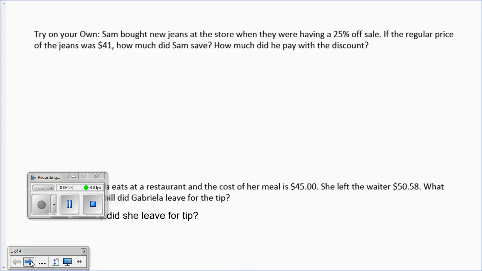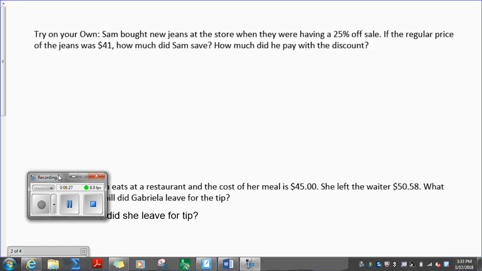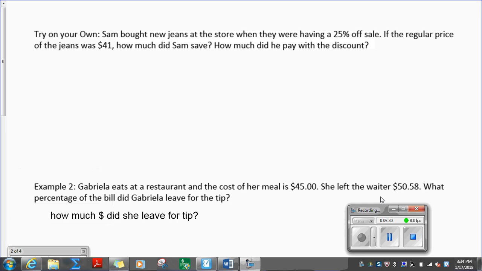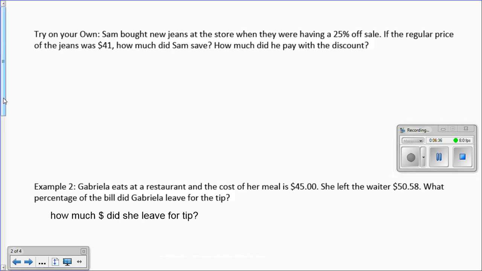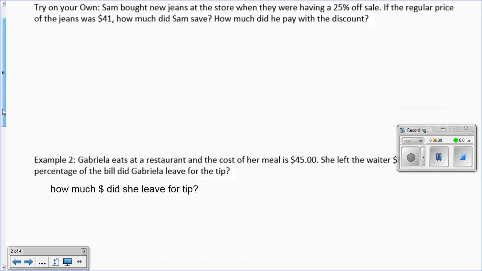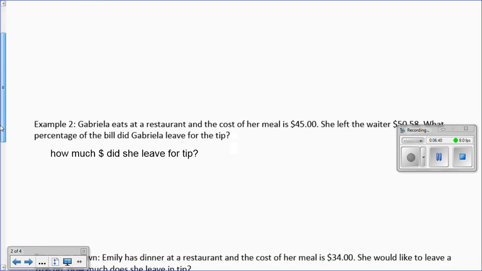All right, so now you guys are going to try this one on your own about some new jeans, and it's for a sale. So remember, that's what you're taking off, like you're taking it off the original price. All right, I'm going to move on to example 2. So if you need to pause the video to do your try on your own, or you're going to save it for later, that's fine.